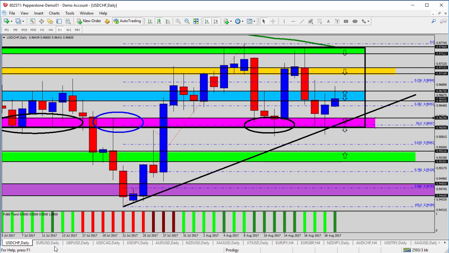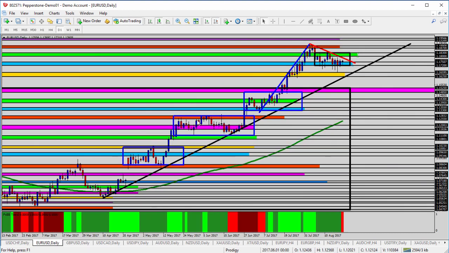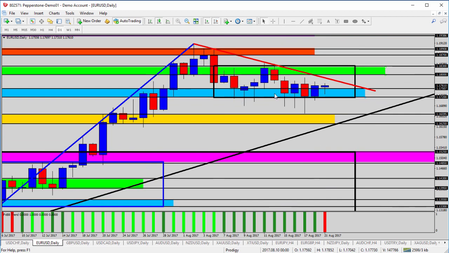Let's move on over to the euro dollar, the EUR-USD. Again, somewhat of a range and a period of congestion here. We have the uptrend. That's not too hard to see. Let's go ahead and zoom in a couple of times. Take a look at this blue zone here. That's 1.1750, 1.1720. And look at the support that we've seen here.